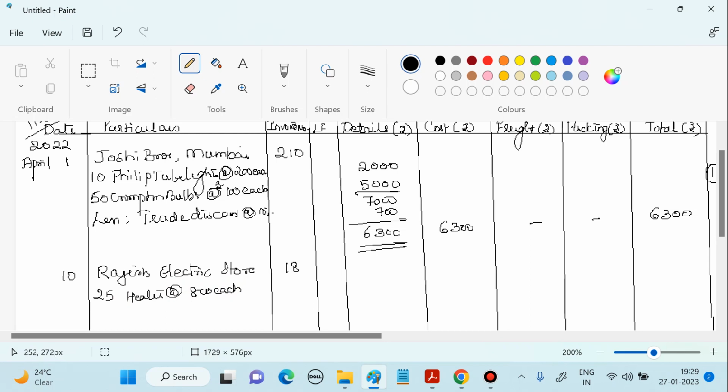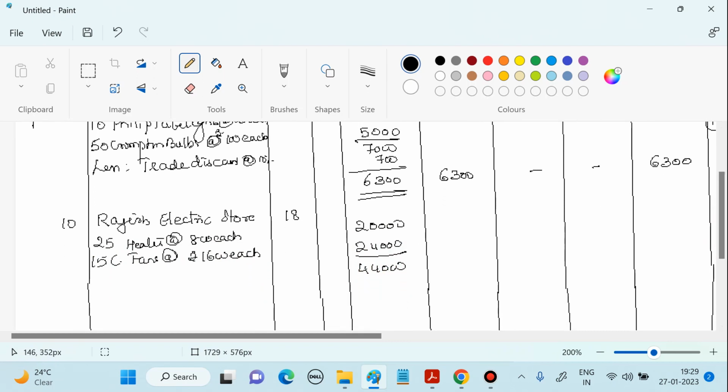So 25 into 800, that would be 200, so 20,000. And 15 Crompton fans at the rate of rupees 1,600 each. 15 into 16 is 240, so 24,000. Total 44,000 is the list price. Both of them are subject to trade discount of 10%, so we will reduce that. Here, trade discount at the rate of 10%, 4,400. So that is 39,600.